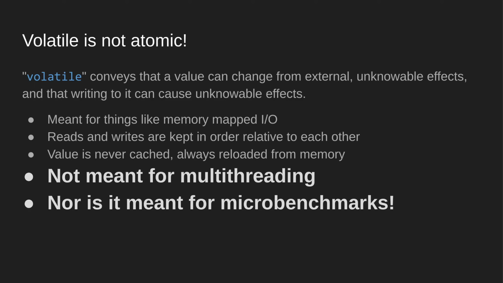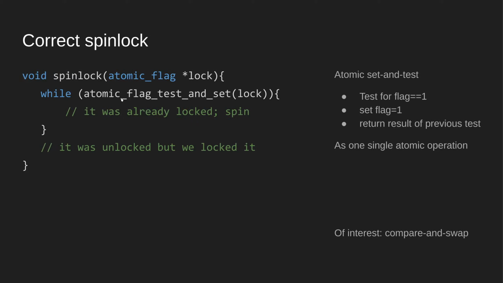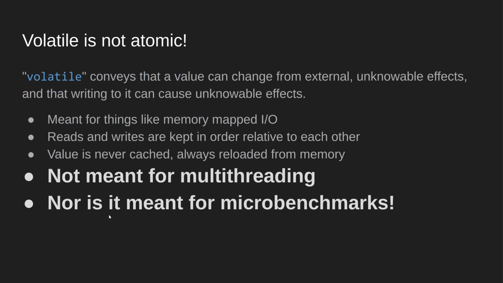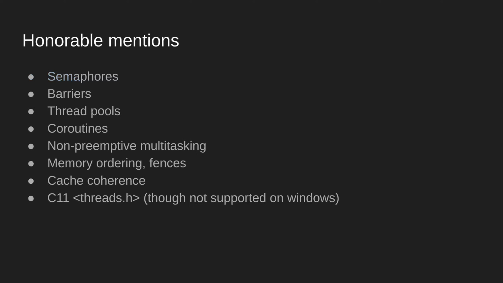A little bit of an interesting note here is that the atomic flag test and set function requires a volatile atomic flag. And that is because I guess they wanted to allow for the flag to be memory mapped. I guess. I don't really know what they were thinking. Probably something like that. But yeah, so that's my little rant on volatile.